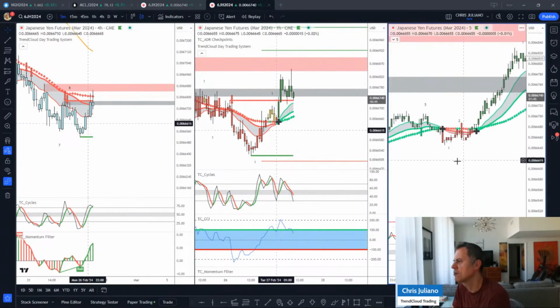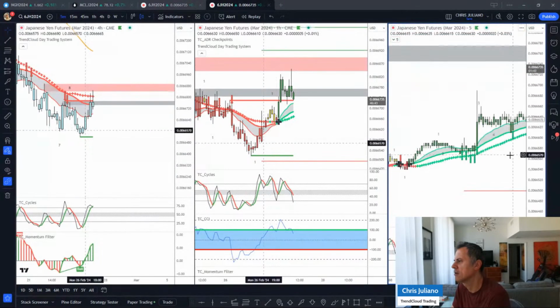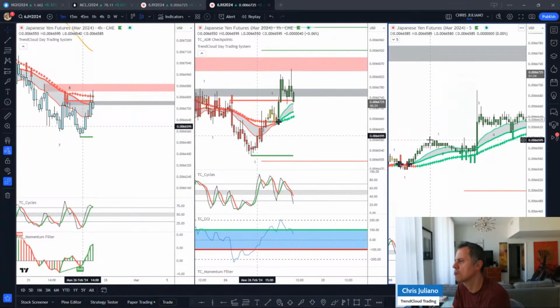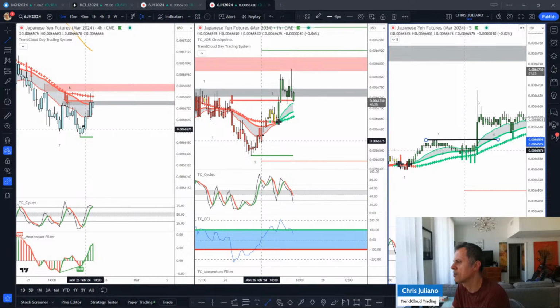We got the 5-minute crossover. We got right here, the 5-minute crossover, TrendCloud signals, and that's when we got into the trade. Right? We got into the trade right here. There's our entry on that signal right there. Possibly this one. I can't remember.